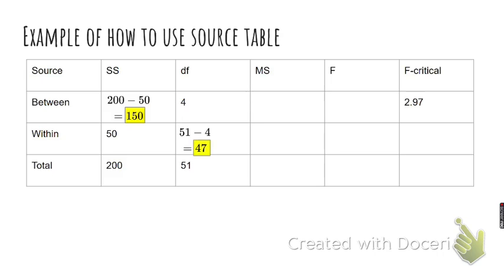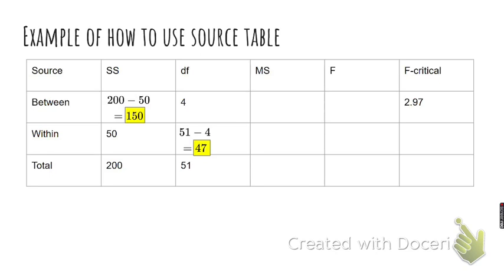The next one's also pretty easy, because I know the total degrees of freedom is 51. I know that the degrees of freedom between is 4. So I know the degrees of freedom within has to be 47, because 4 plus 47 will give me the 51 that I want.